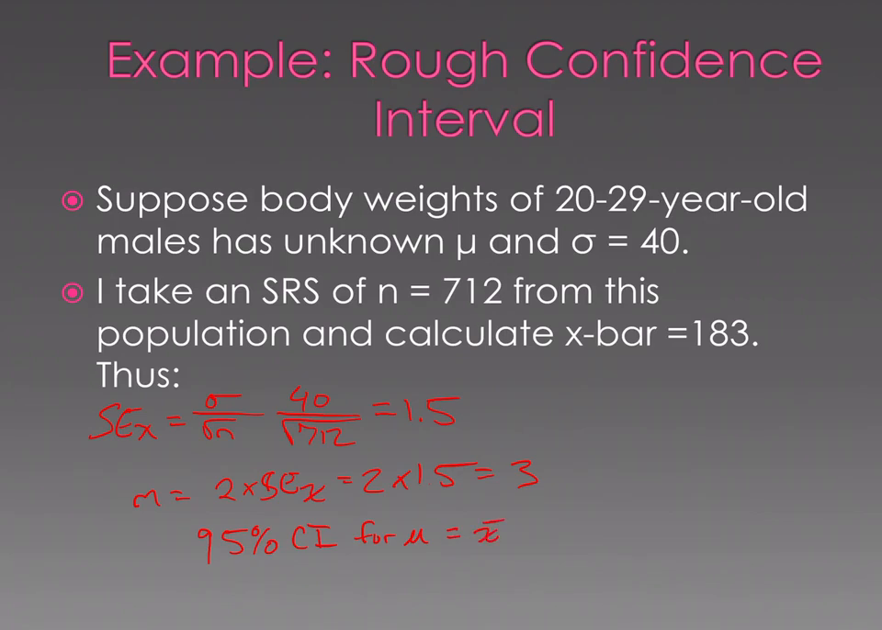So now we can say for a 95% confidence interval, CI, for mu is equal to our X bar plus or minus the margin of error. We know our X bar is 183, plus or minus the margin of error, which is 3, gives you 180 to 186 pounds. So we are saying from the sample that we are 95% confident that the true value of mu of this population falls between 180 and 186 pounds. That is the rough confidence interval.